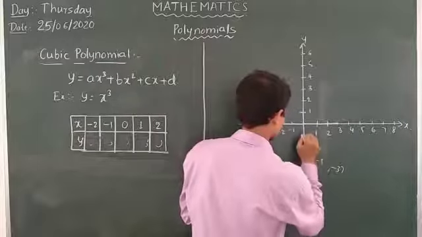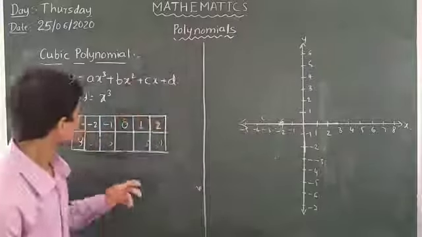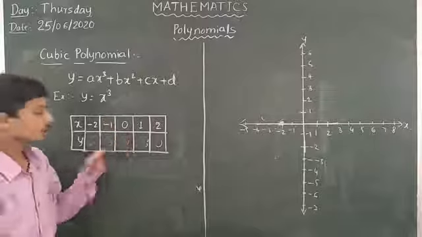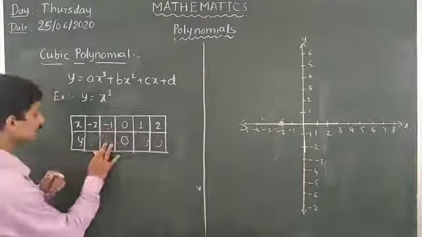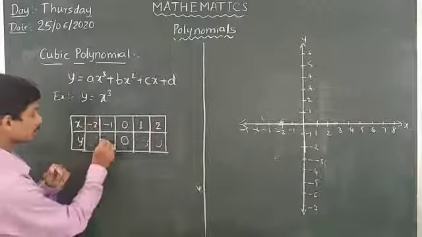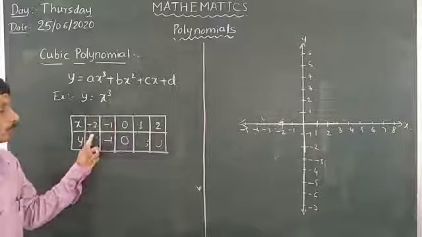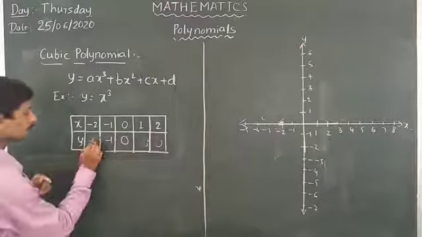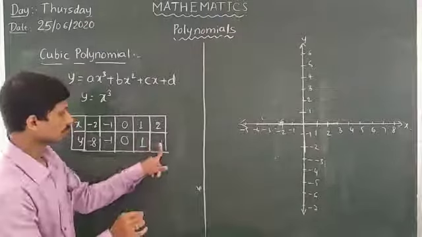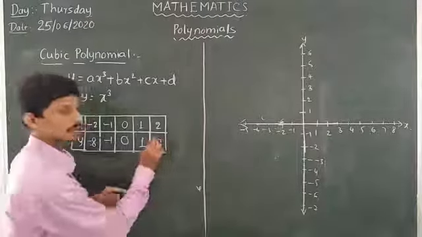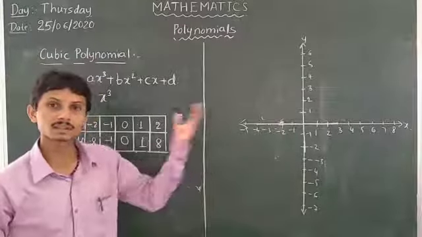So x cube, when we insert 0, we get 0. When we insert minus 1 here, we get only minus 1. Then when we insert minus 2, we get minus 8 here. Then when we insert 1, we get 1. Then when we insert 2, we get 8. So we have to plot those points in the graph.